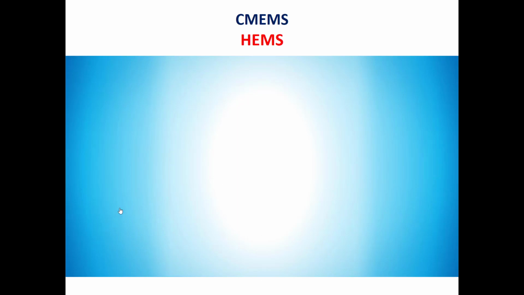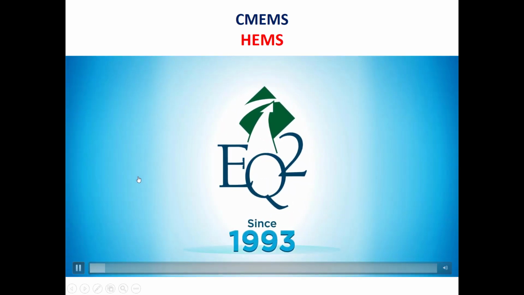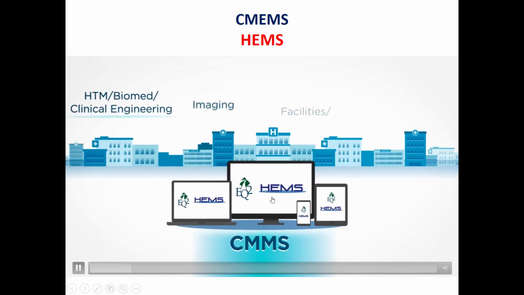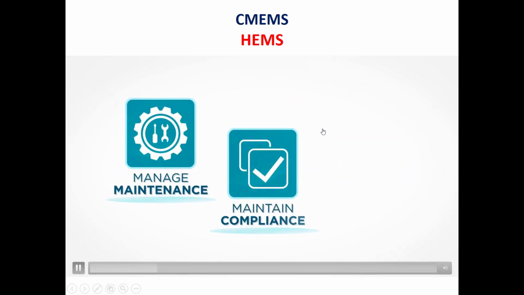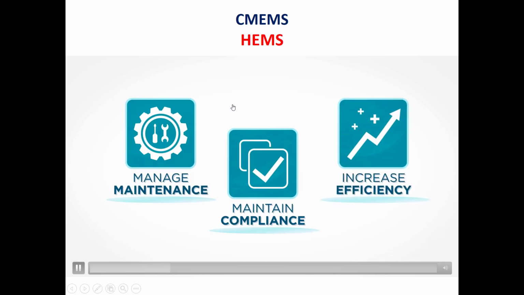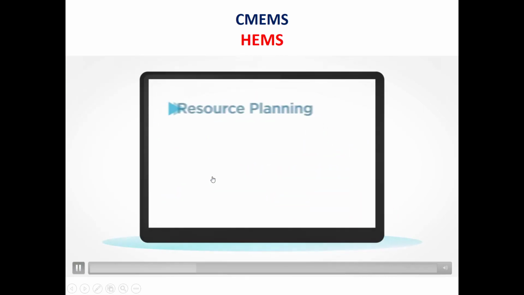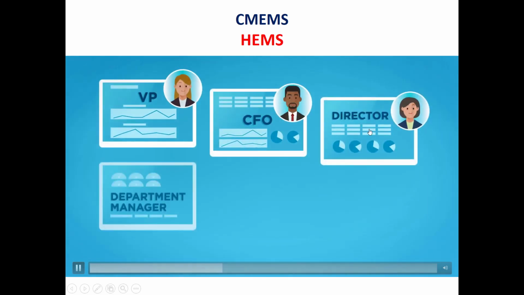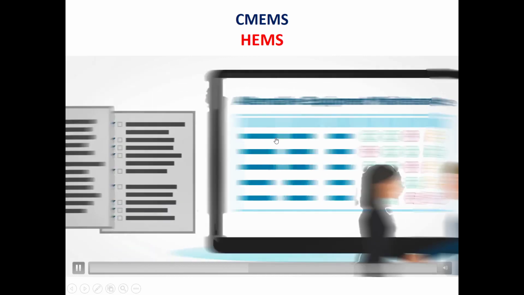Now we will watch a short video about the HEMS system. It's an acronym for Hospital Engineering Management System. We have different staff which helps to generate such a computerized medical equipment management system. The reports generated by such a system will be useful for different types of staff, as we can see here, starting with the vice president and ending with the clinicians.